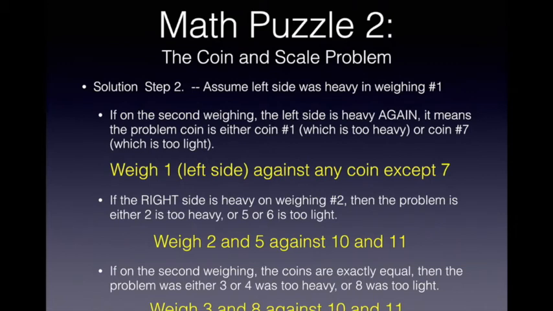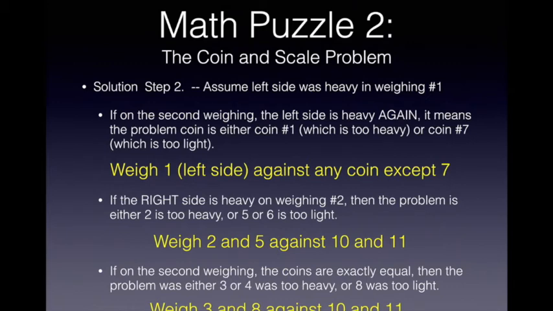By the way, if on the weighing number 1, the left side was too light, you do exactly the same thing as we just did here. It's just the logic changes. Do everything for the right side, substitute right for left in all of these things, and it works exactly the same way.